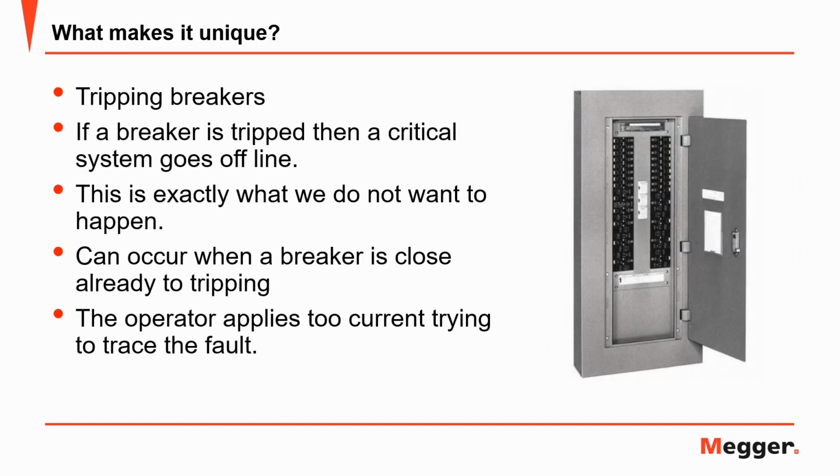If a breaker is tripped, then a critical system goes offline. This is exactly what you do not want to happen. This will occur when a breaker is close to tripping and the operator searching for the fault uses too high of a current to trace the fault.